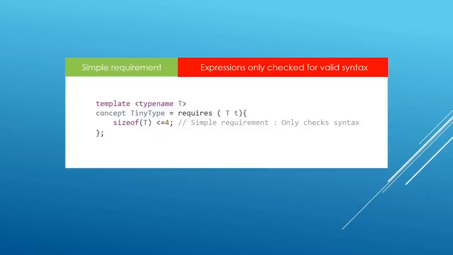So let's look at a simple requirement. This is what we have seen already. Here we have our template declaration. We have a concept declared. The concept name is TinyType. We're going to put in our requires clause.